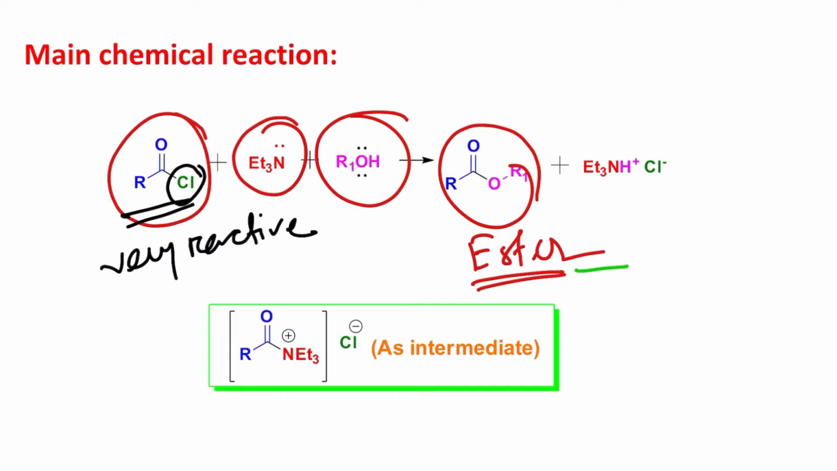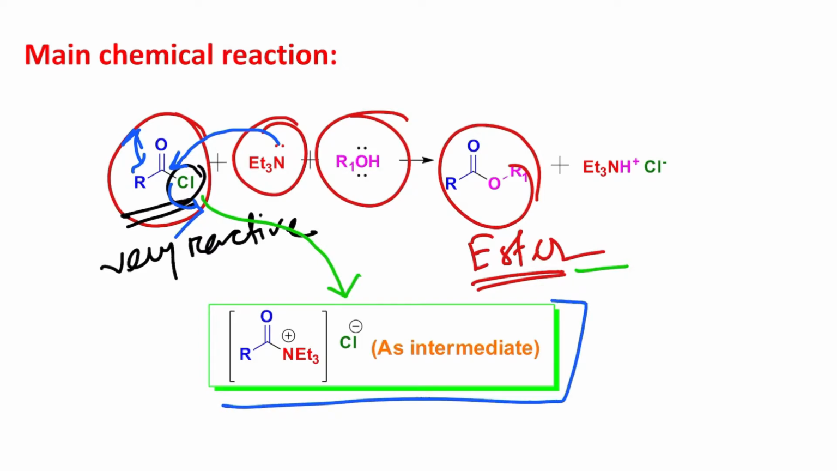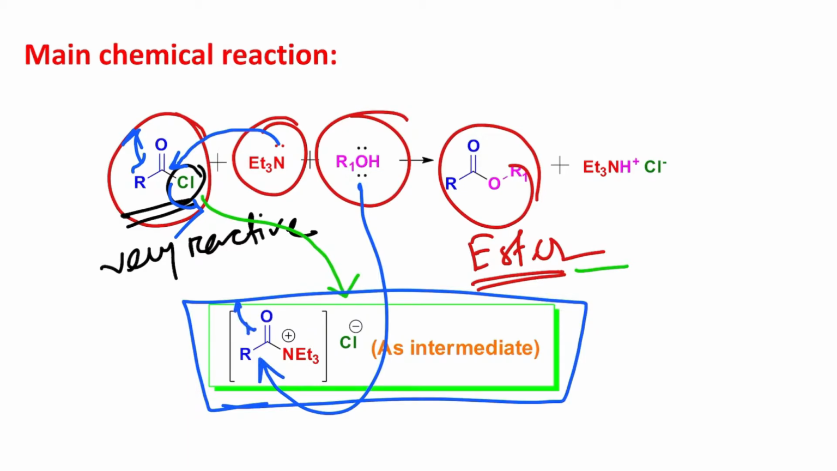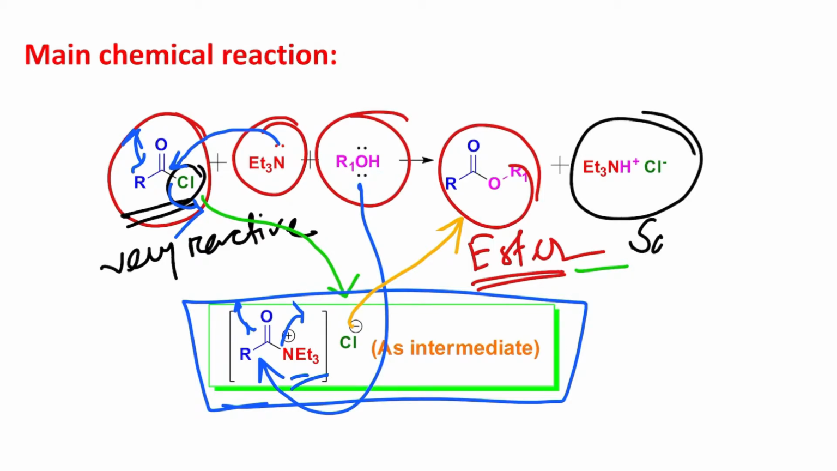And by the way, the intermediate in this case we propose is this. How? See, this nitrogen lone pair attacks here, it comes back and this Cl leaves and produces this intermediate. In the next step the oxygen lone pair attacks here and it helps to leave this NEt3+, because it's a neutral leaving group. In this way it produces this ester, and along with that it produces triethylammonium chloride. This is actually a salt.